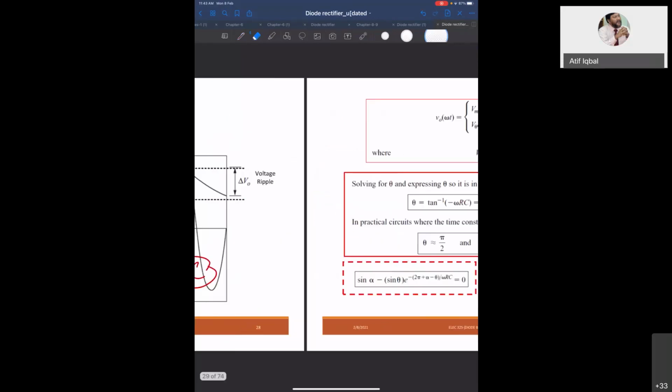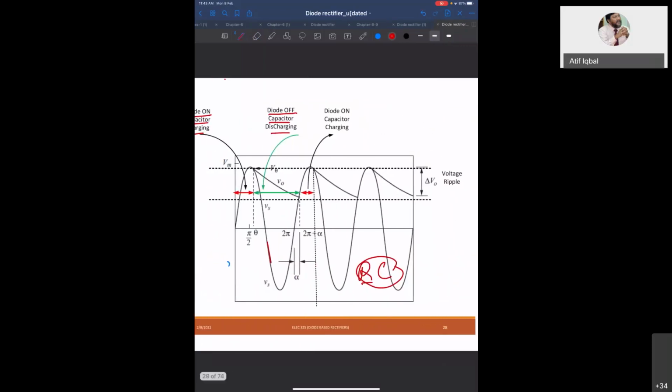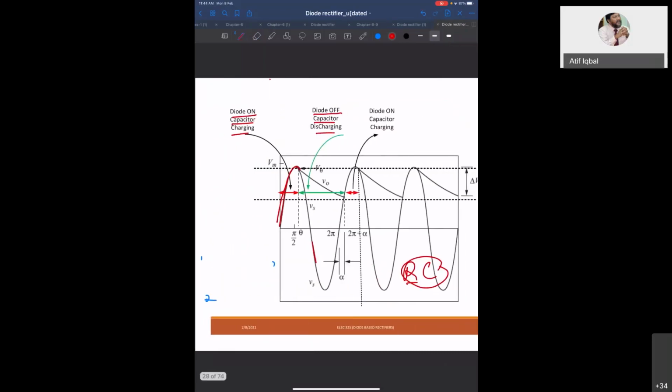Okay. So you see the output voltage is the same as the input voltage when your diode is on. But when the diode is off, what you are getting is the discharging profile of the capacitor. This is what you are getting.